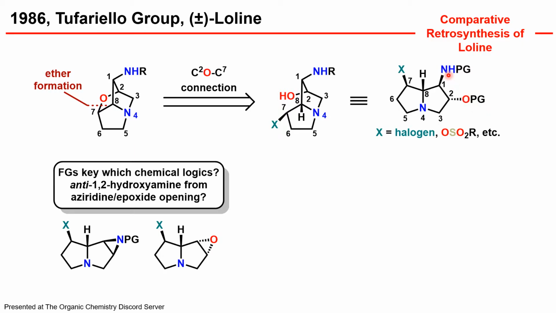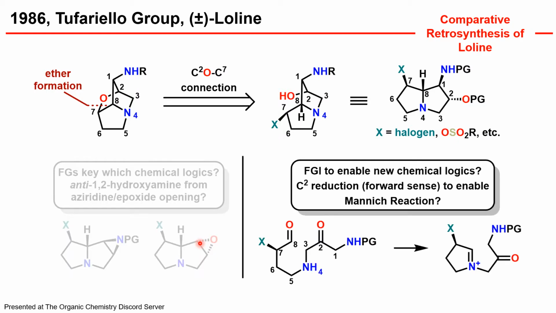So this kind of anti-hydroxyamine, with the O and the N on opposite sides of the CC ring system, right? You can make those from aziridine, which is like the epoxide nitrogen analog, or from epoxide openings. So you could open this with hydroxide, or you could open this with some kind of amine, right? Now, I'm not saying that's a good decision, but I'm just using this as an example.